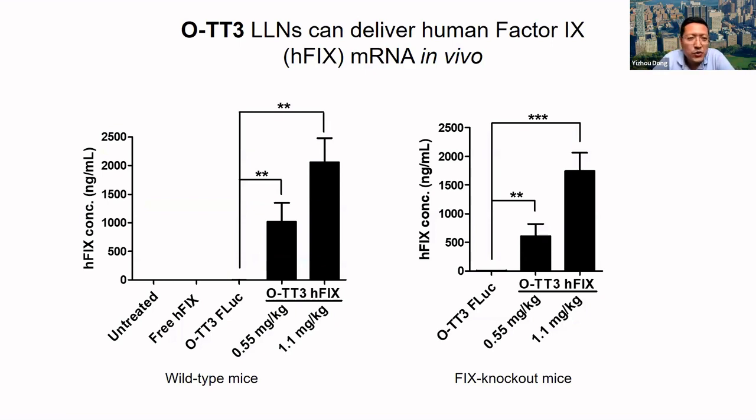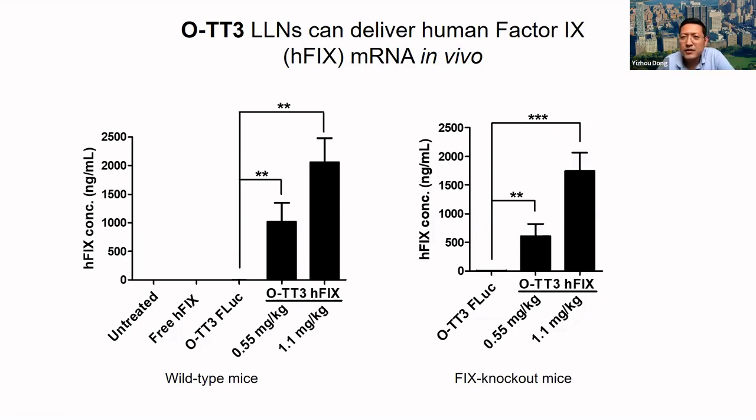Then we performed the intravenous injection first in wild-type mice. On the left figure, the y-axis is human factor 9 concentration in mouse plasma. The x-axis shows different treatment groups, including untreated mice, free mRNA-treated mice, irrelevant mRNA-treated mice, and also TT3 loaded with human factor 9 mRNA at 2 different doses. You can see when we increase the dose, there is increased production of the human factor 9.